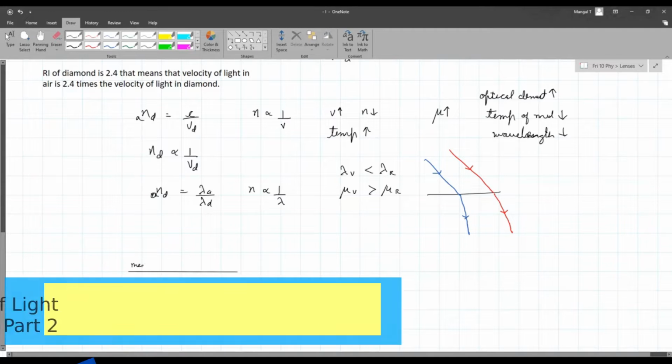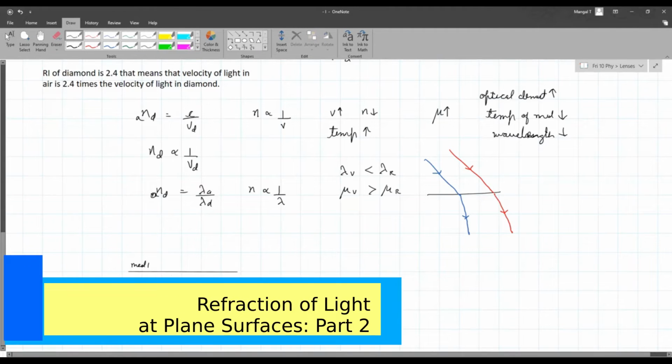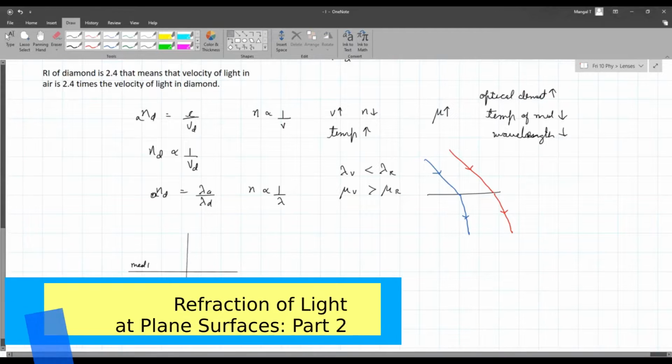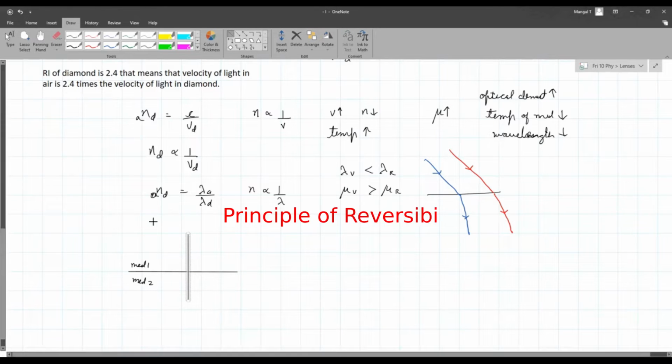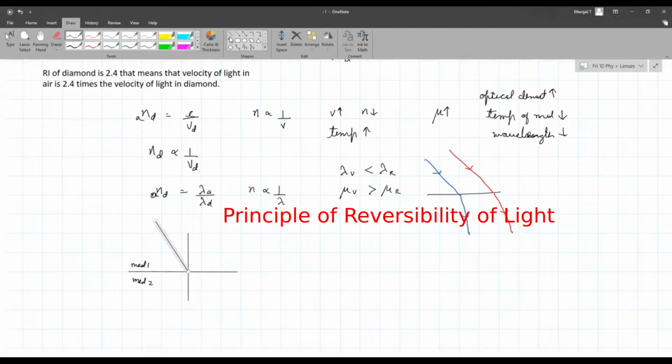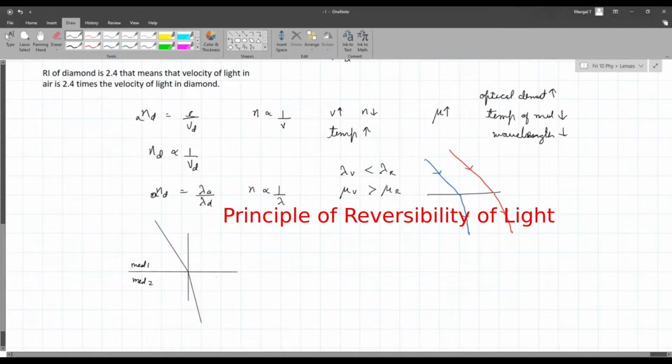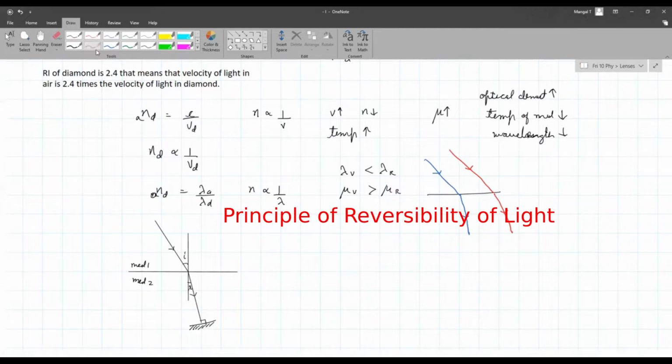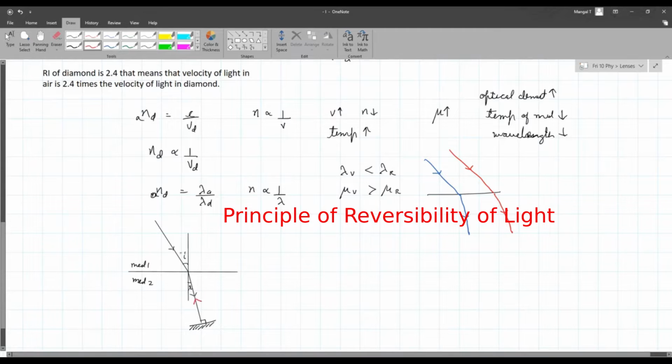Now here, this is medium 1 and medium 2. A ray of light is traveling from medium 1 to medium 2. It will bend like this, and this is I, this is R, and it is incident perpendicular on a mirror. Okay, this ray of light, because it is incident perpendicular, will travel back.